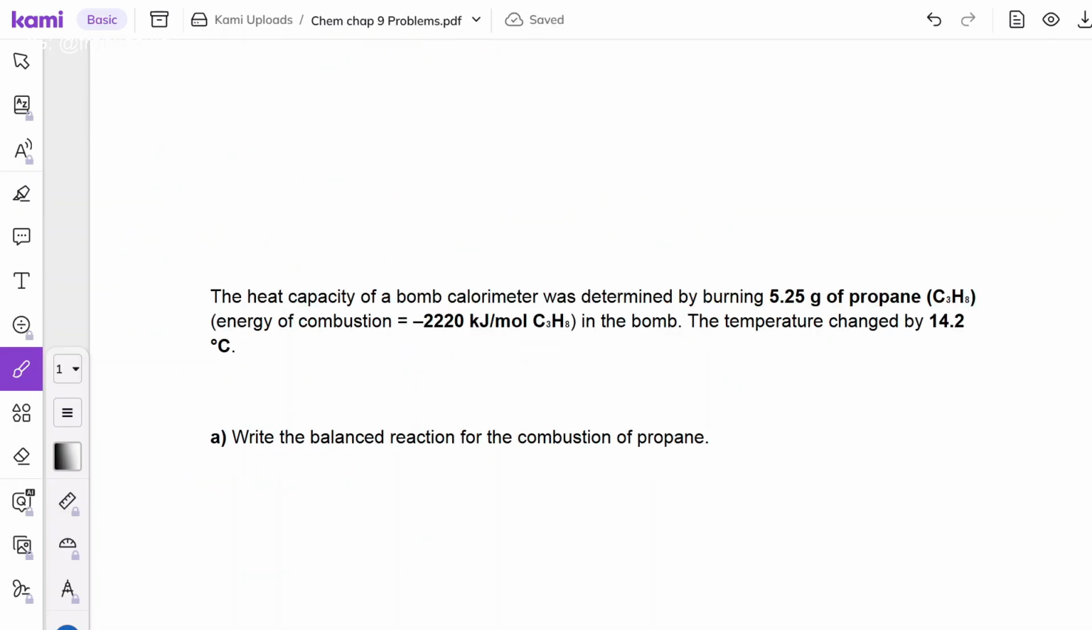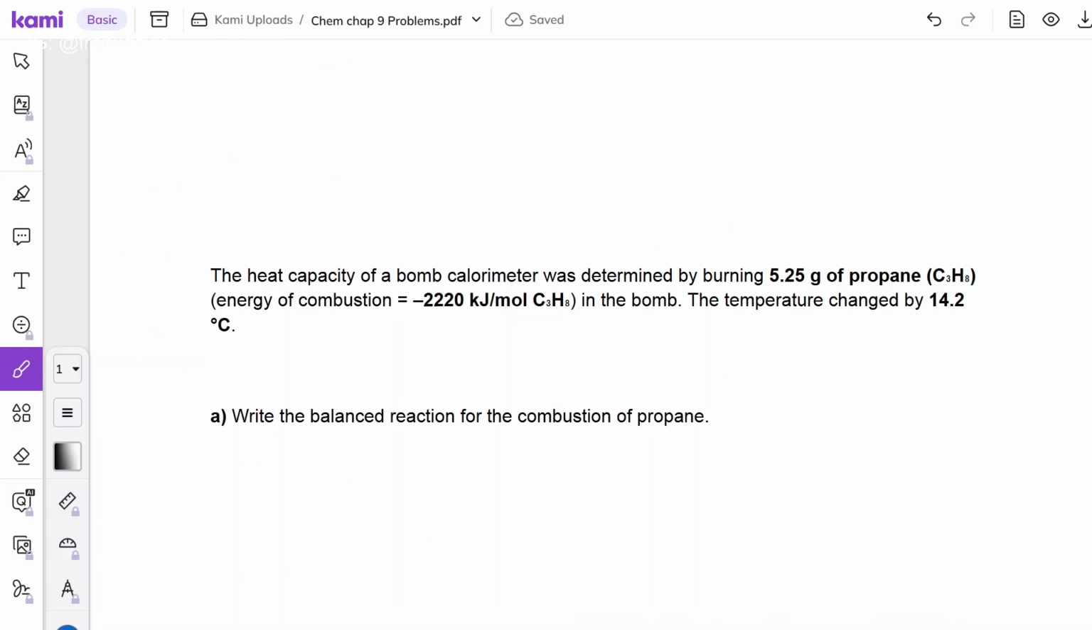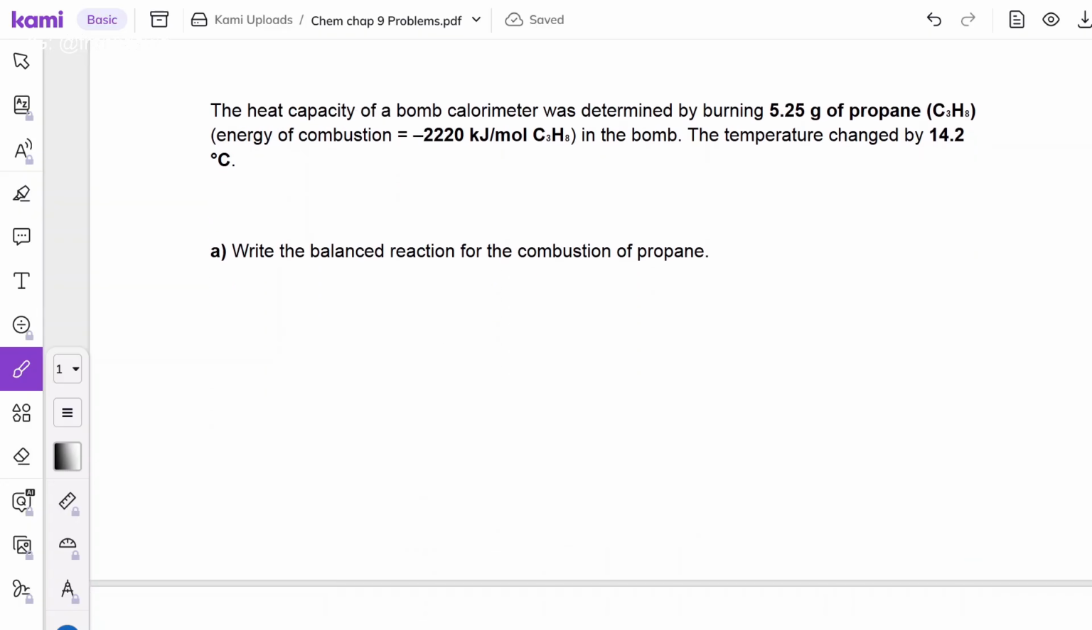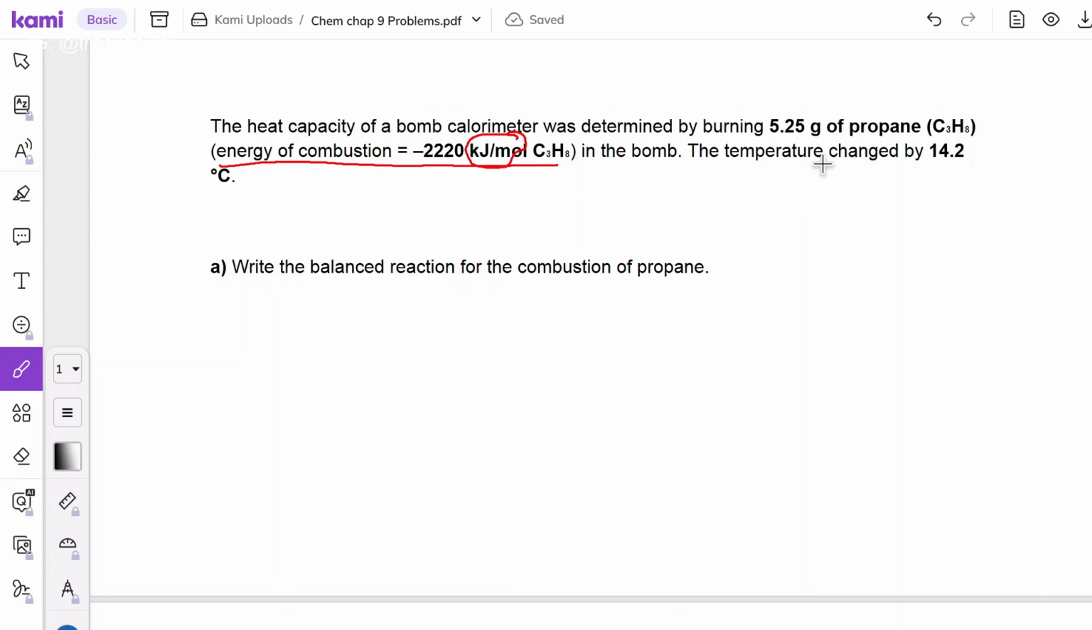Okay, let's do a problem that encompasses both of the things that I just explained in the video about heat capacity and now enthalpy. This is basically enthalpy, the kilojoules per mole unit that they give. And in this problem, first of all, the problem gives you the heat. It's asking, it's determining the heat capacity.